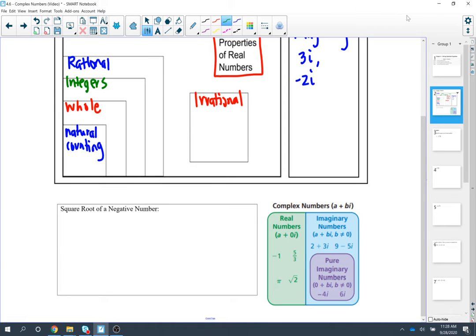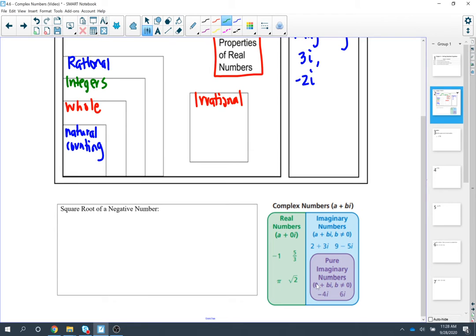Moving on with complex numbers. So up above, we just went over a complex number is a plus bi. Then we have our real numbers, like -1 or 5/3. That's when the i part of your complex number is 0. And then our imaginary numbers, a plus bi, is when you're going to have both the real and the imaginary together.